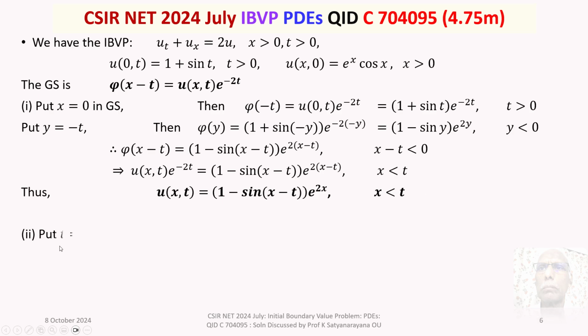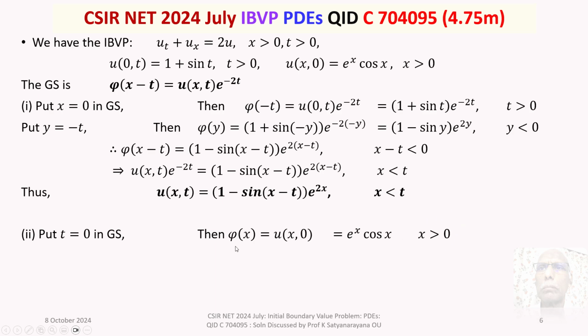Now second, put t is equal to 0 in the given solution. So you will get phi of x is equal to u of x comma 0. T is 0 means initial condition. And that is equal to u of x comma 0 is e to the power x into cos x when x is greater than 0. Be careful.